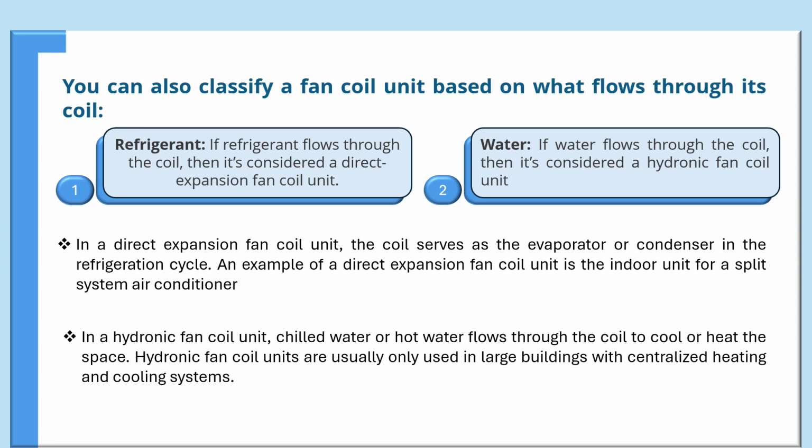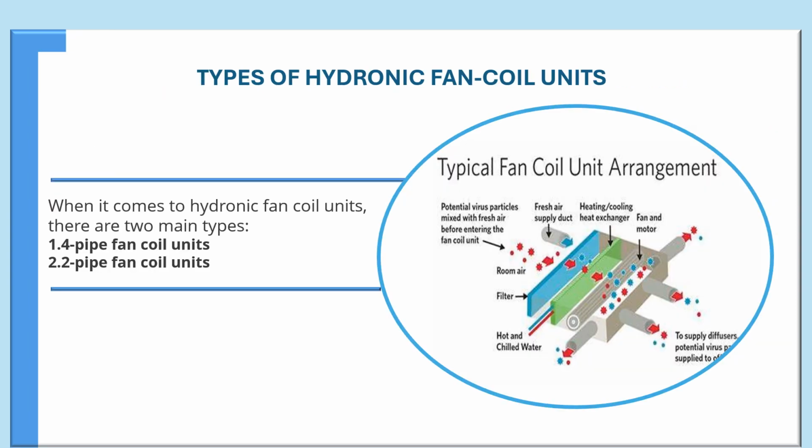We'll further classify the types of hydronic fan-coil units. When it comes to hydronic fan-coil units, there are two main types. The first one is a 4-pipe fan-coil unit, and the next is a 2-pipe fan-coil unit. Each will be explained in detail in the next chapters.